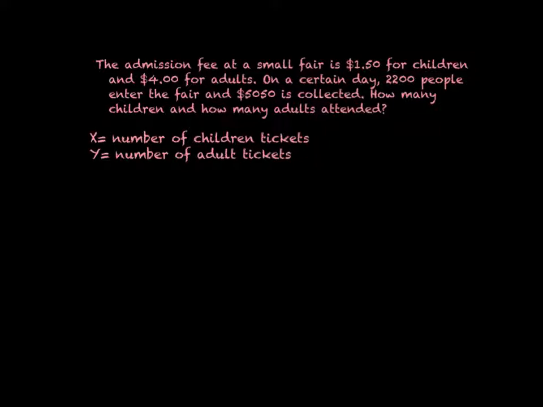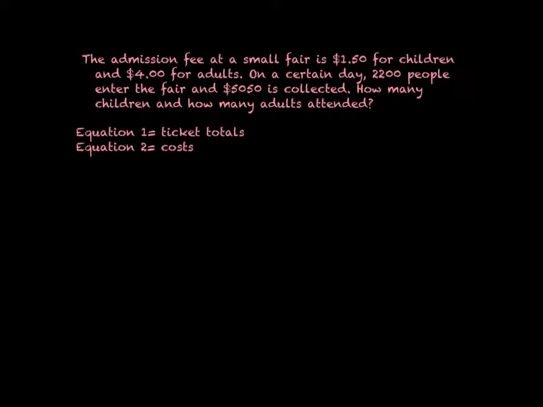And so we are going to let X be the number of children tickets that we've sold and Y be the number of adult tickets we've sold. We then need to write two equations. This is our first step, and we're going to write our first equation based on the total tickets we sold. So we sold adult and children tickets, and how many tickets were there? There were 2,200. Well, if X is the children and Y is the adults, if we add those two together, we should get the total tickets sold.